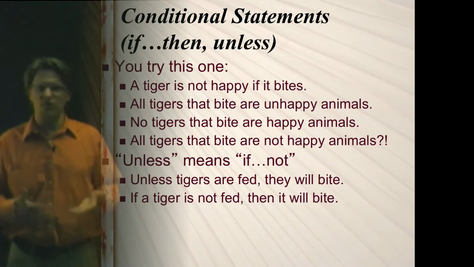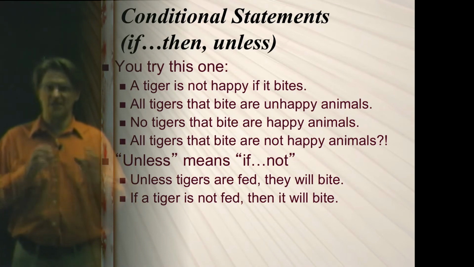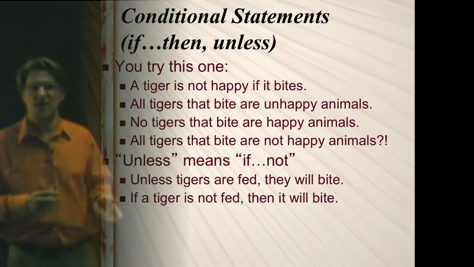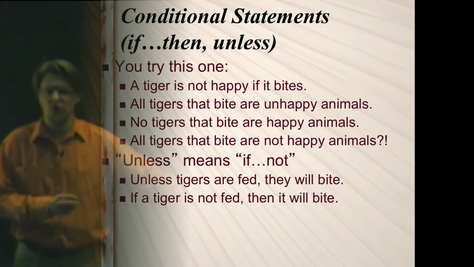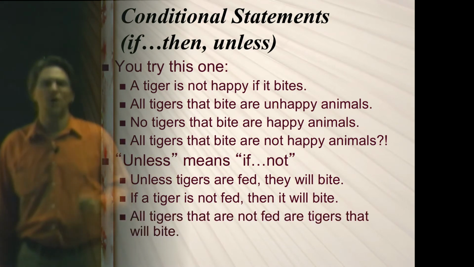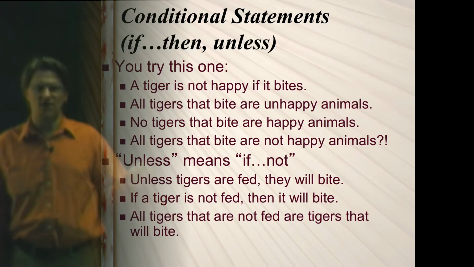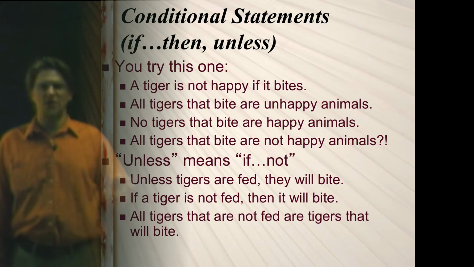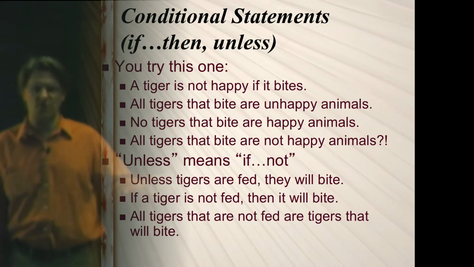You can actually follow the translation hint here in that box at the end of 3.6 and just replace the word if with all, and then everything else streams out, so to speak, the way it is. So we would end up with all tigers that are not fed are tigers that will bite. So if becomes all, and we get all tigers that are not fed are tigers that will bite.